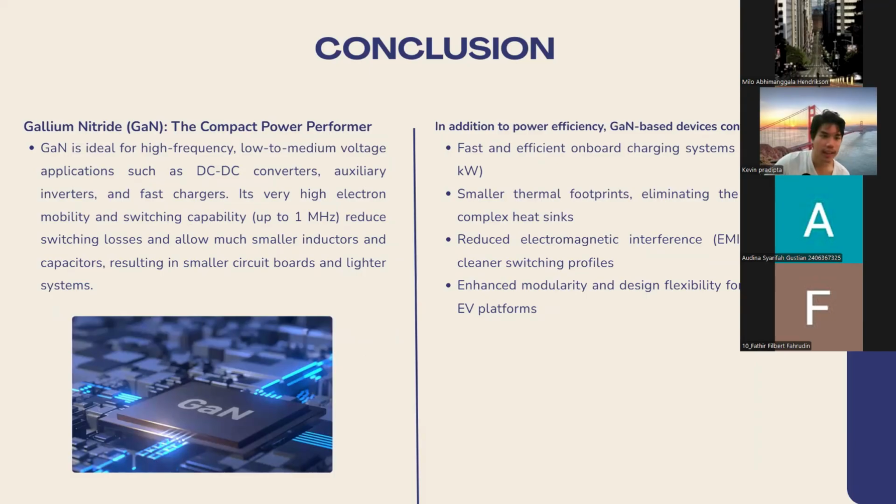GaN is ideal for high frequency, low to medium voltage applications such as DC to DC converters, auxiliary inverters, and faster chargers. It has switching capability up to 1 megahertz and high electron mobility. On the right side, in addition to power efficiency, GaN devices contribute to efficient onboard charging up to 6.6 kilowatts, smaller thermal footprints, reduced EMI, and enhanced modularity and design flexibility.